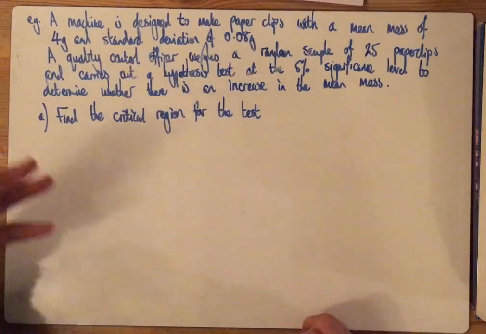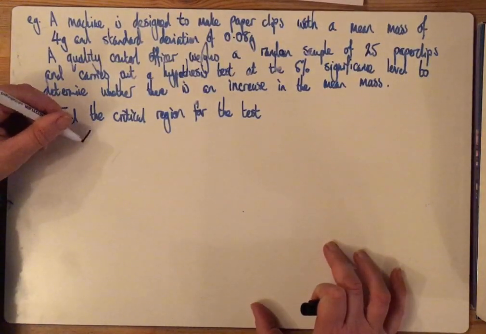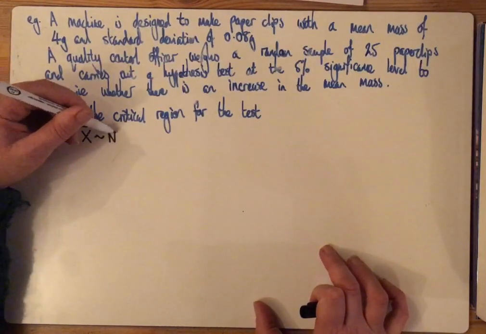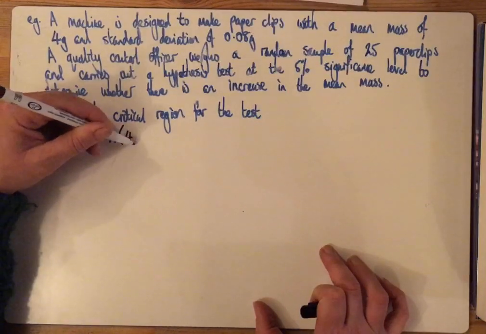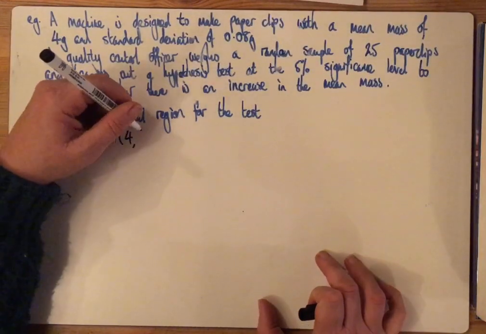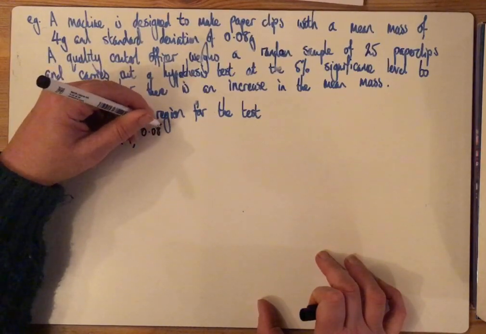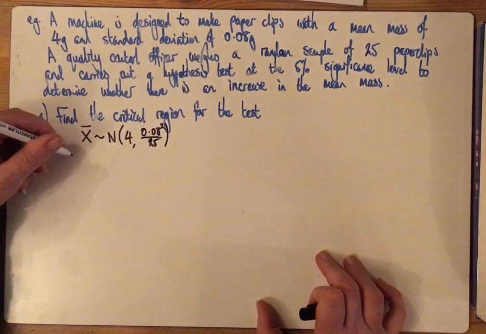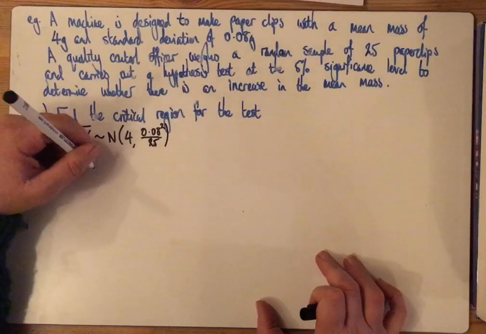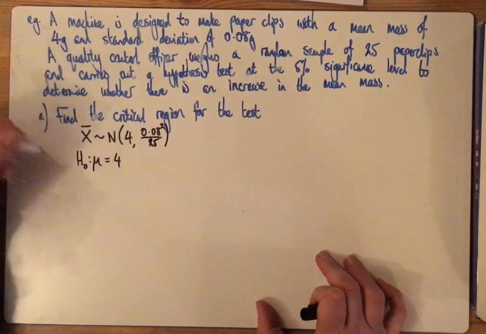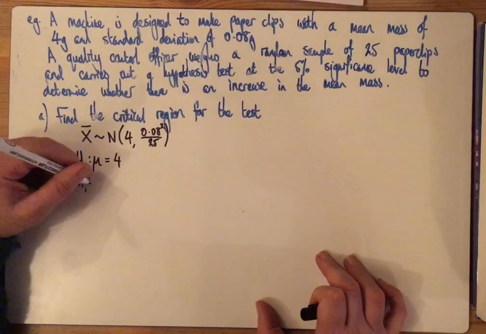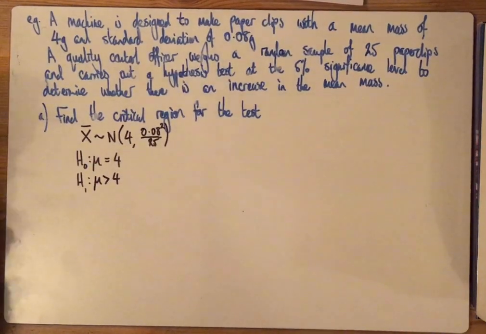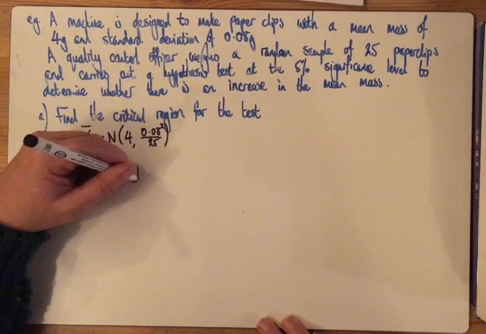Normally when you're finding a critical region, you still have to state your hypotheses. And so we're dealing with a sample mean, which will be normally distributed. The mean is 4, and the variance will be 0.08 squared over 25. And then the null hypothesis is that the population mean is 4, and the alternative is that there might be an increase, which will make the mean bigger than 4. Make sure you define your mean.